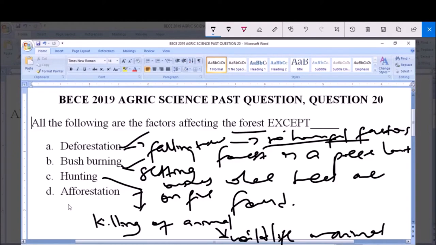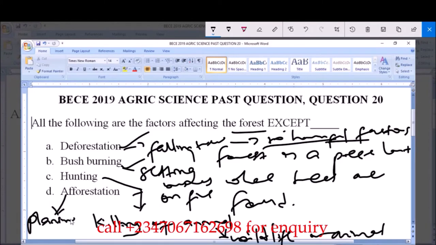Now this is afforestation. Afforestation here simply means the act of planting trees. When trees are being planted in a forest, what happens? It improves the quality of the forest. So afforestation helps to improve the quality of the forest. You see that option A, deforestation, affects the forest negatively. B also affects the forest negatively, but option D, afforestation, affects the forest positively by improving the standard of the forest.